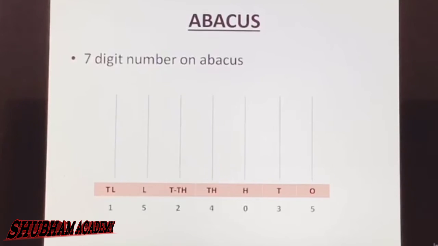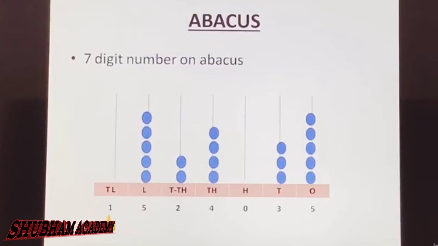Now let us do 7-digit numbers. Now this is very similar to what you already know. In the ones place we have 5. So 5 beads. Tens place 3 beads. No beads in the hundreds place. Thousands place 4 beads. 10,000s place 2 beads. Lakhs 5 and 10 lakh 1 bead.